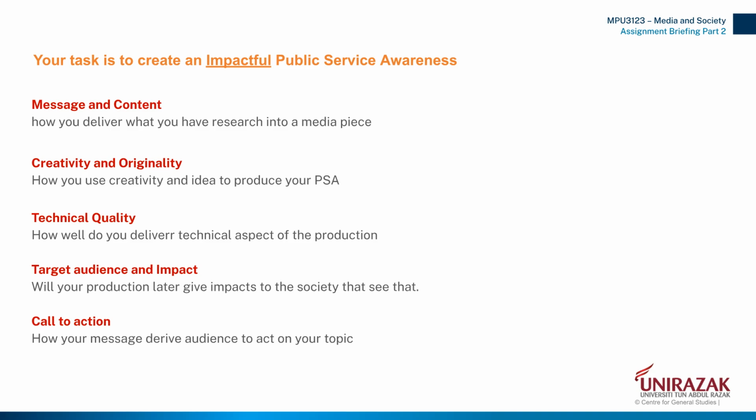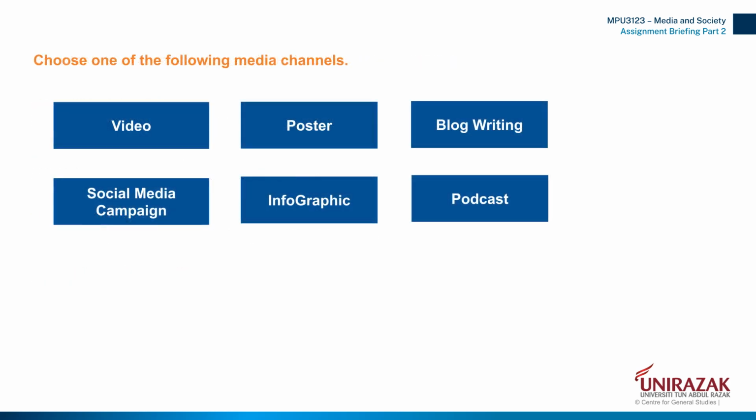Here are 5 elements that can guide you into making an impactful PSA. Firstly, message and content. How can you deliver what you have researched into a media piece? Secondly, creativity and originality. It is on how you use creativity and ideas to produce your PSA. Next, technical quality. How well do you deliver the technical aspects of the production? Next, target audience and impact factor. Will your production later have an impact on the society that views your PSA? And lastly, call to action. How does your message drive the audience to act on your topic? Also consider the target audience and impact, as well as a clear call to action.